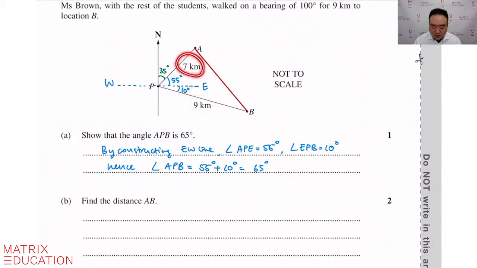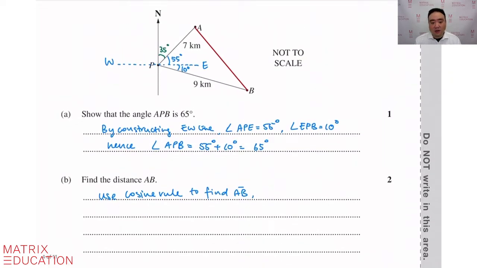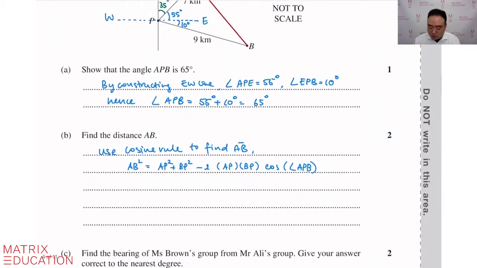We have two sides sandwiching in between, and we're going to find that missing side there. So that tells us to use the cosine rule. So before I use it, I'll say we use the cosine rule to find the length AB. Now let's write down the equation first. So we have AB squared equals AP squared plus BP squared minus 2 times AP times BP times cosine of angle APB. We know that the angle APB was found to be 65 degrees in the previous question, so we can use that.